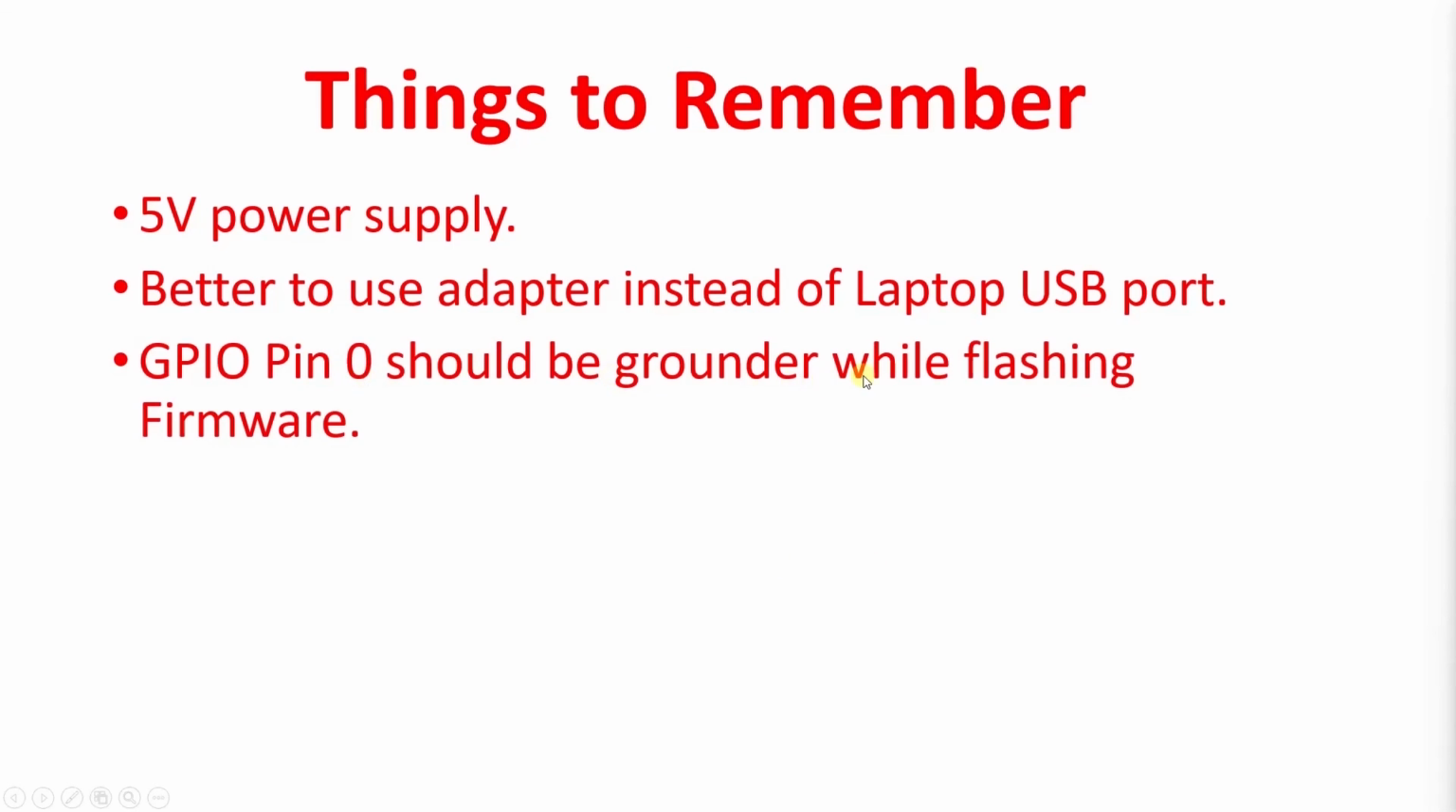GPIO pin 0 should be grounded while flashing the firmware. So ground GPIO pin 0 and reset the device to enter flash mode. And for normal functioning, remove the GPIO pin 0 ground connection and reboot again. I mean, reset the device again.